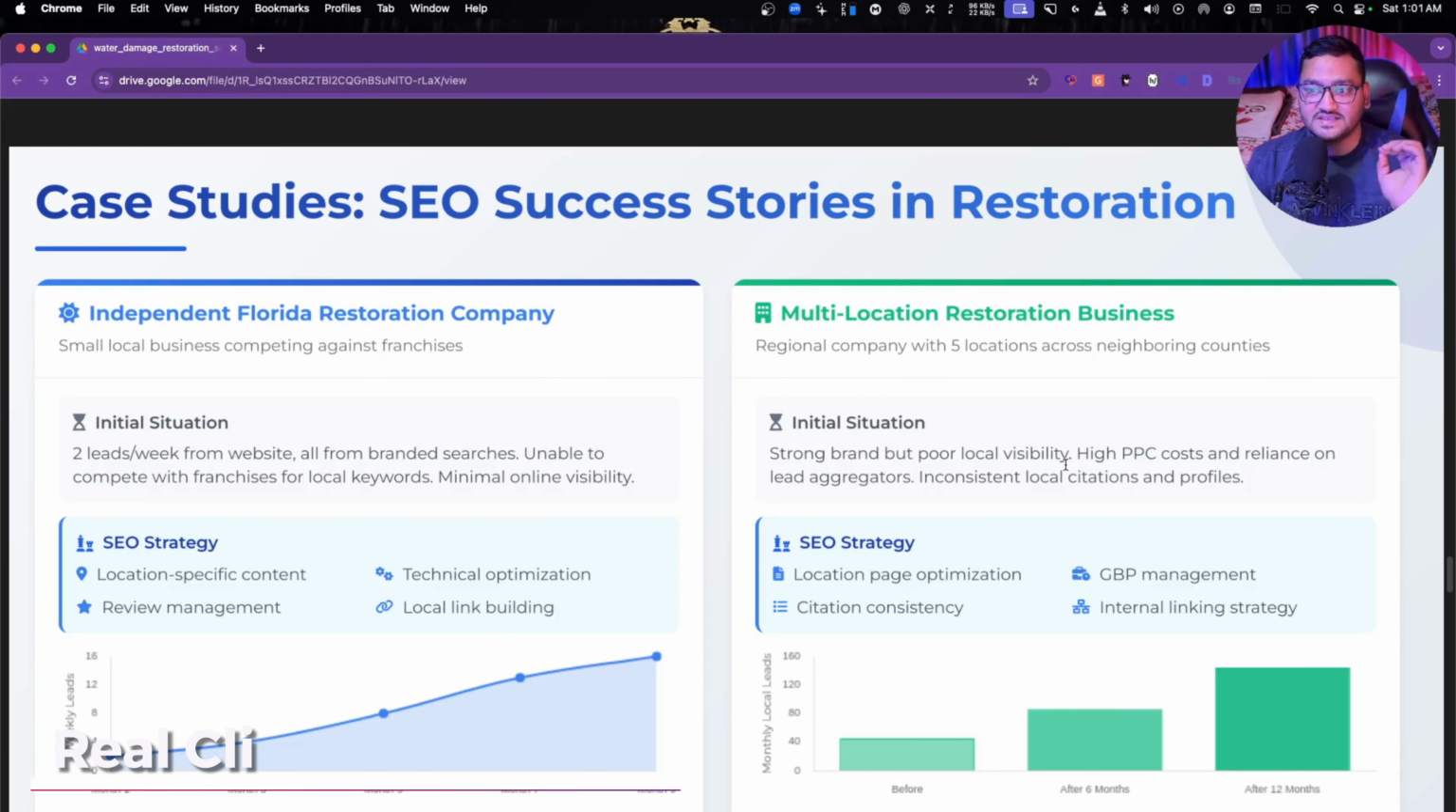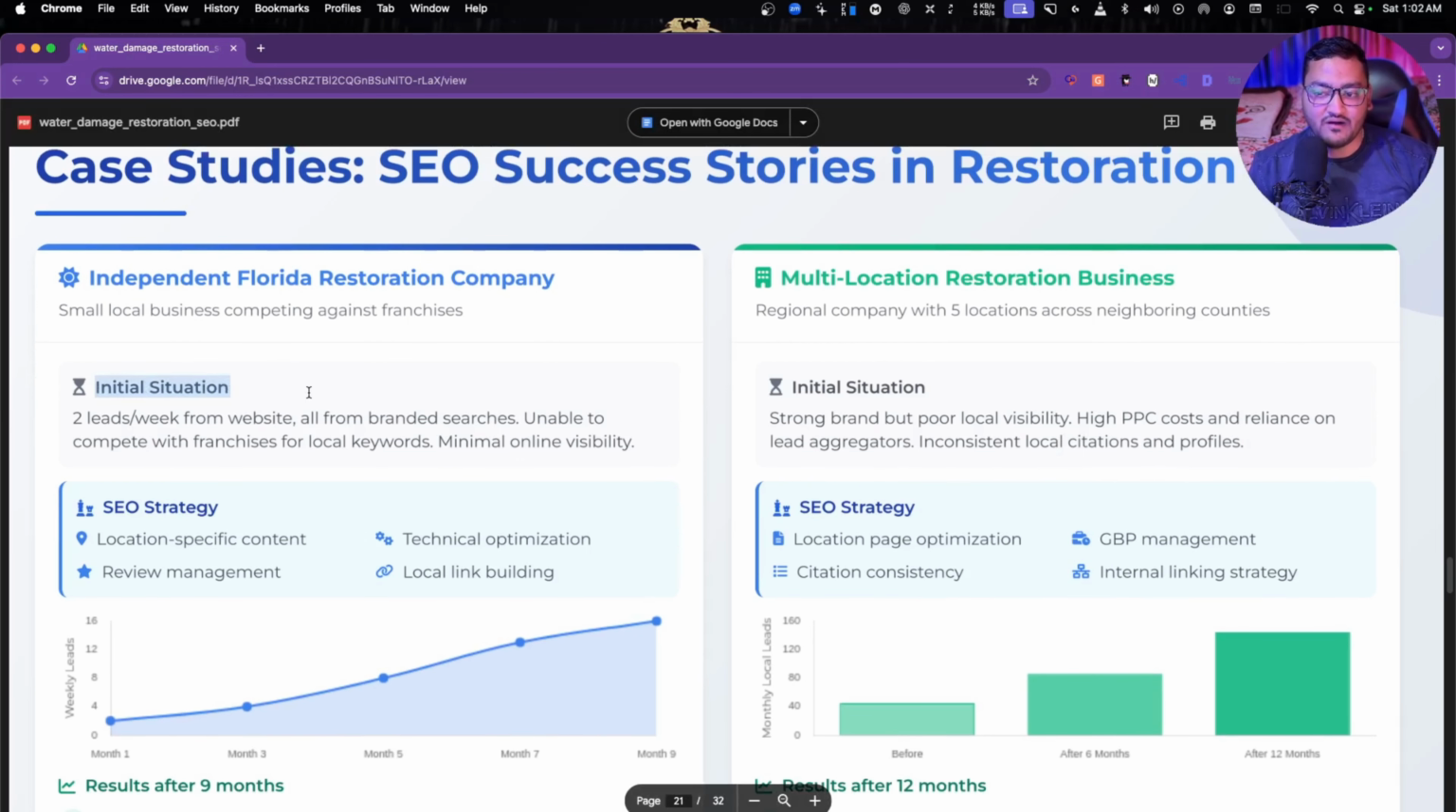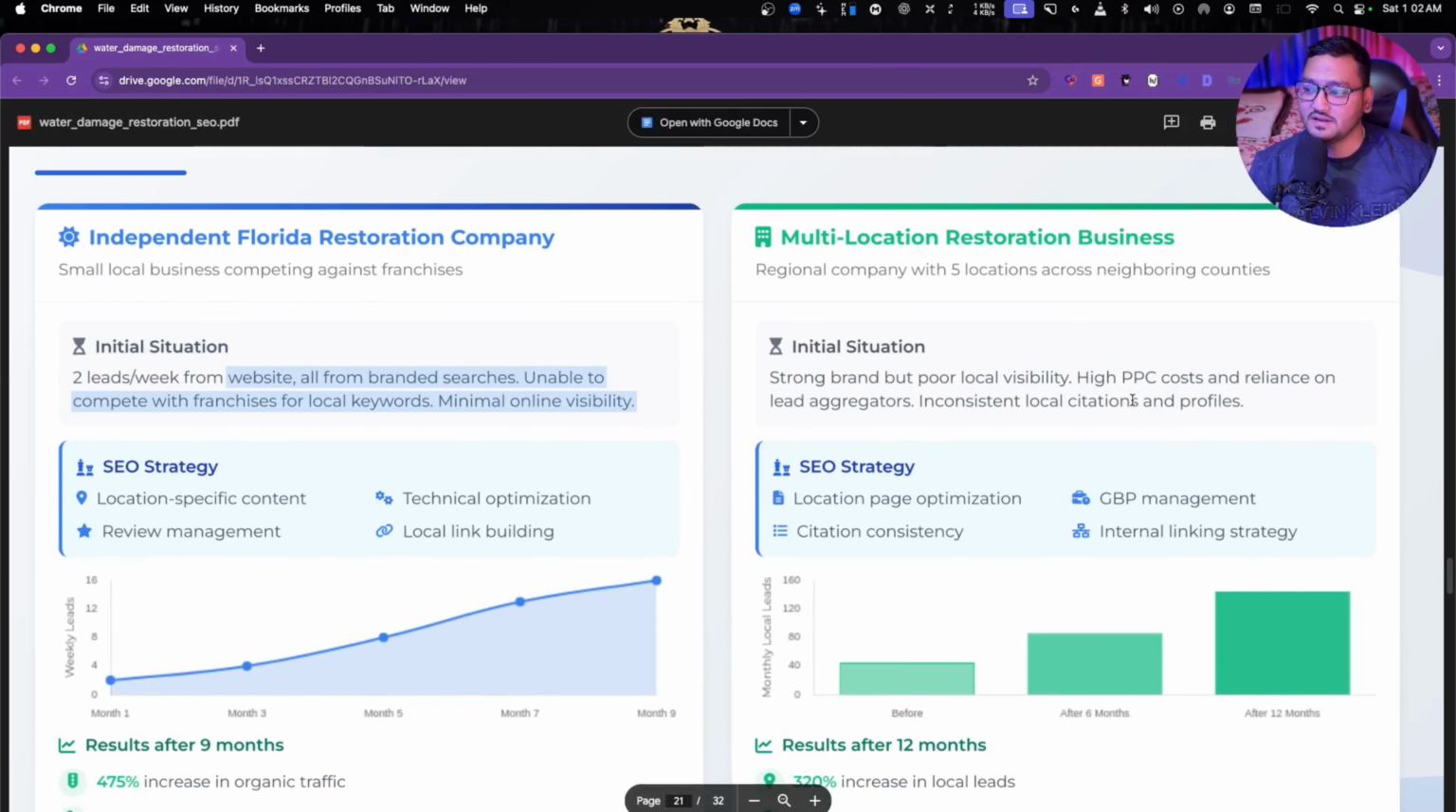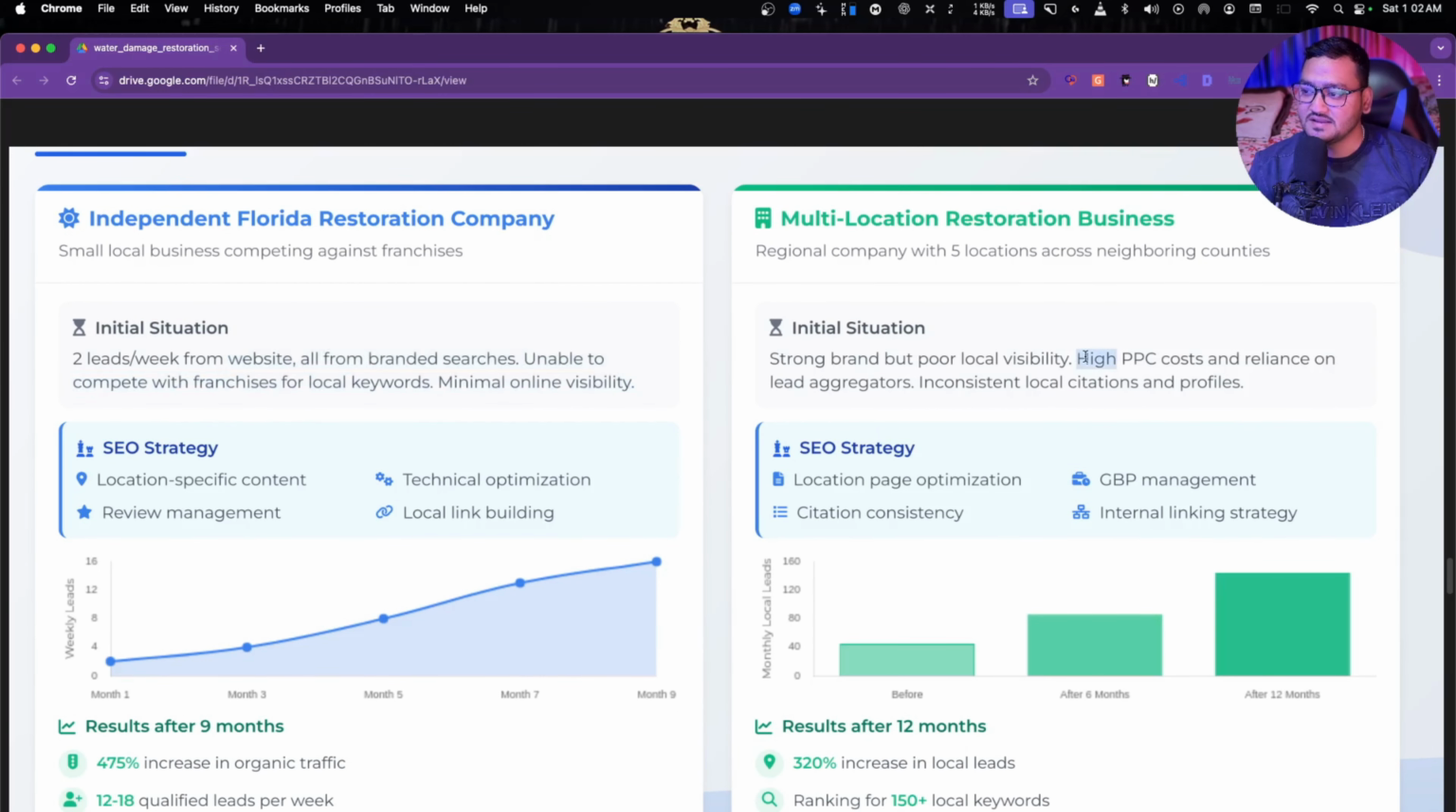Now in this chapter, I'm going to talk about 2 different case studies. One is under a franchisee, the other is independent. During our initial findings, we found that they were not getting many leads and the visibility was very low. While the multi-location business's PPC costs were very high. They depended on the aggregators and had inconsistent local citations and profiles, right?